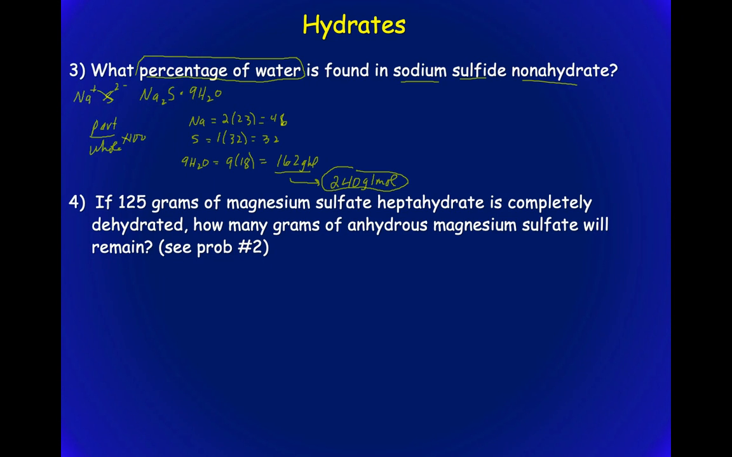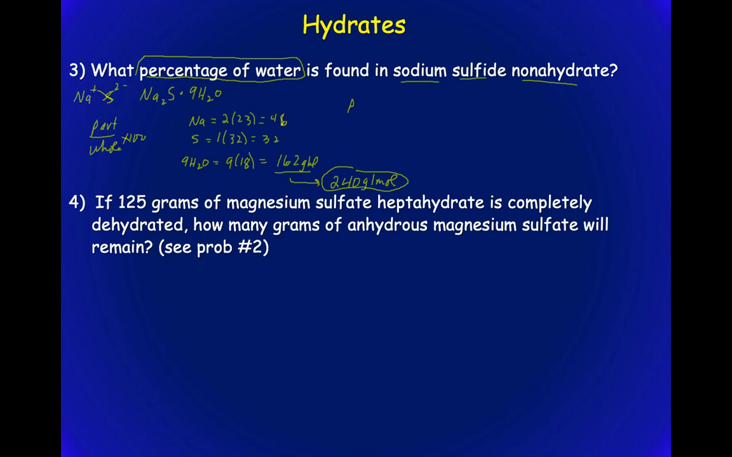All right, so let's just double check that. I'm going to take 46 plus 32, which is 78, plus 162. Okay, 46 plus 32 plus 162 is going to be 240. Okay, so we're good. All right, so now we just have to take the part over the whole.